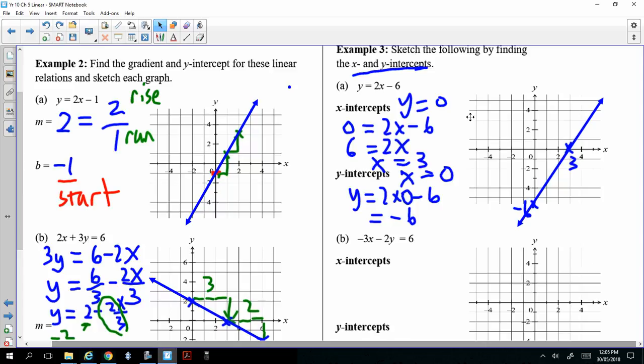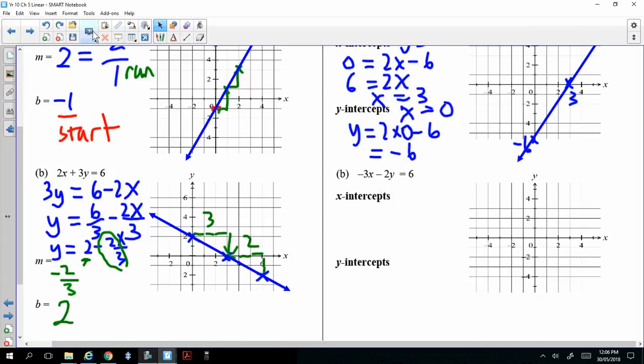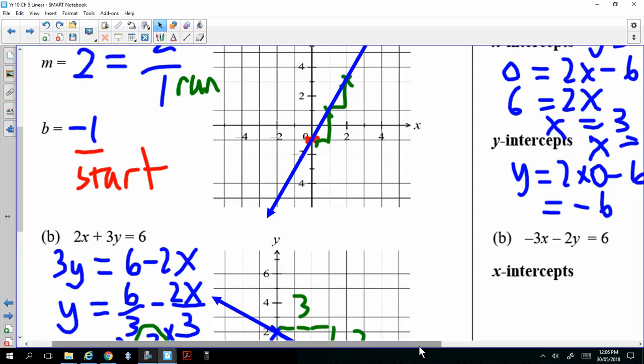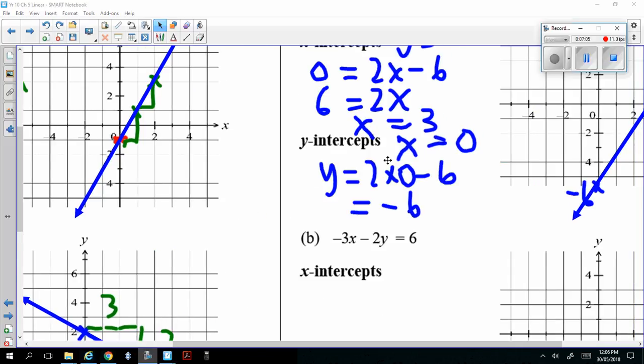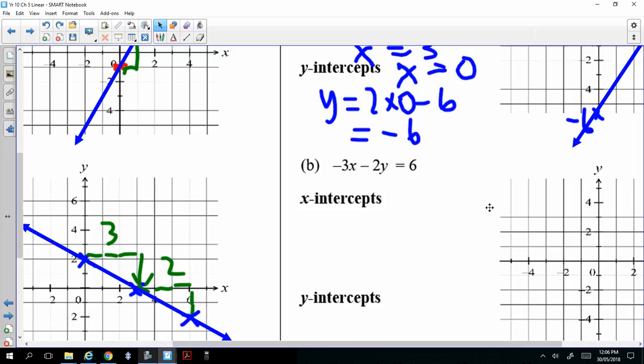Find the x and y intercept. Okay? Have a try. If not, let's go through this again. Let's go through this. So press this, that.